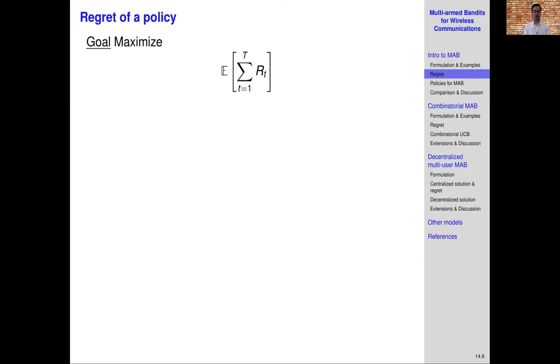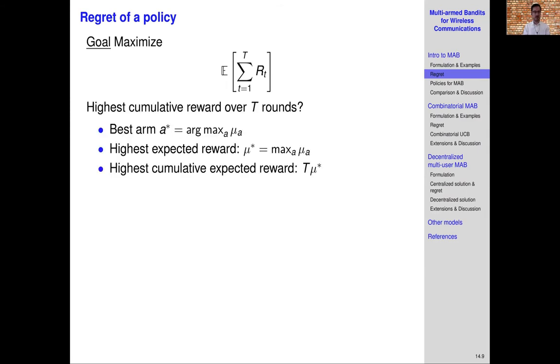Recall that the goal of the learner is to maximize its cumulative expected reward. What is the best possible? If the mean rewards are known, then the best arm is the arm with the highest expected reward. In this case, we denote it by arm A star, and we denote the highest expected reward with mu star. So the highest cumulative expected reward can be obtained by always playing the best arm. For T rounds, it is equal to T times mu star.